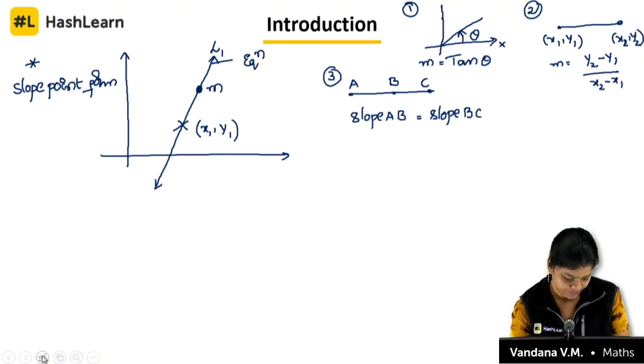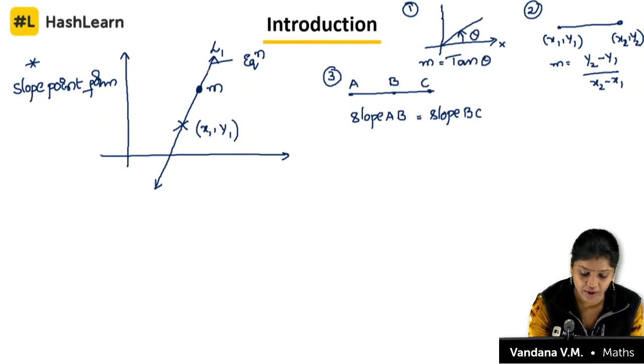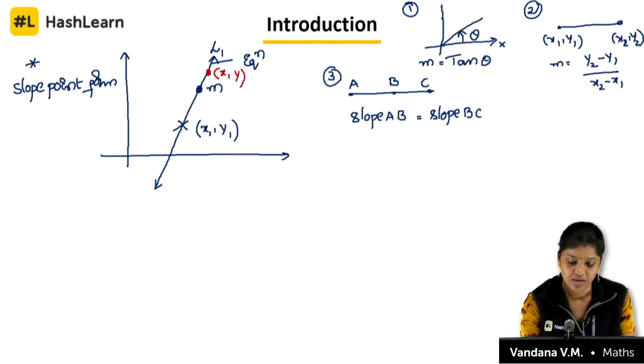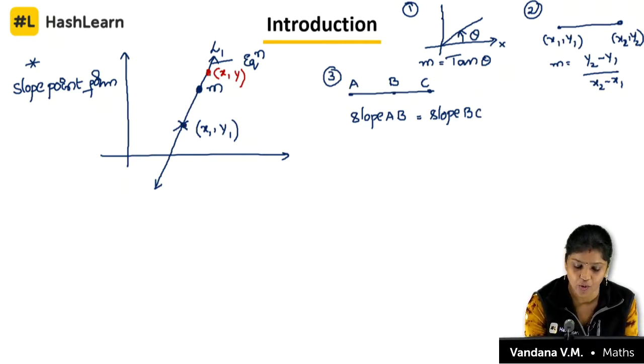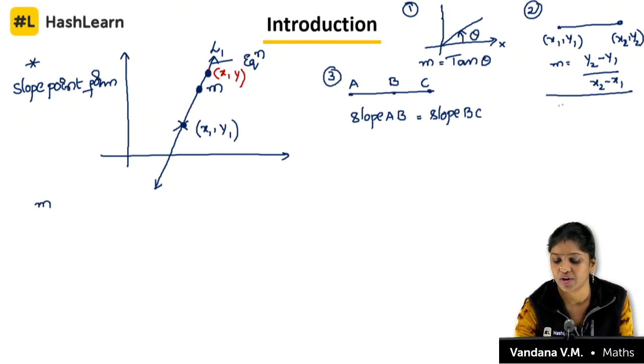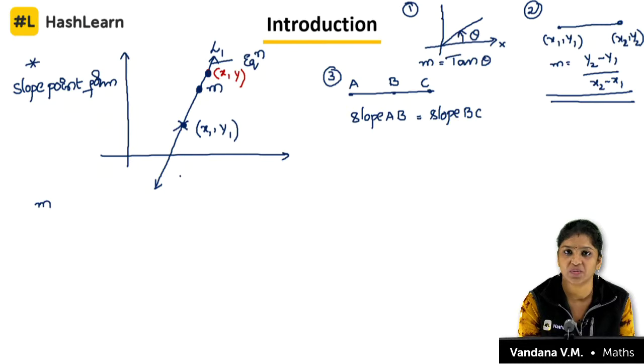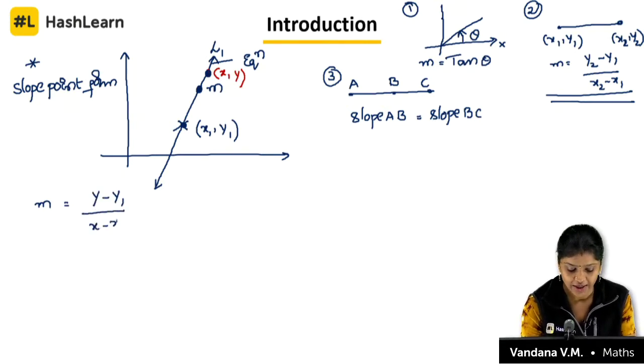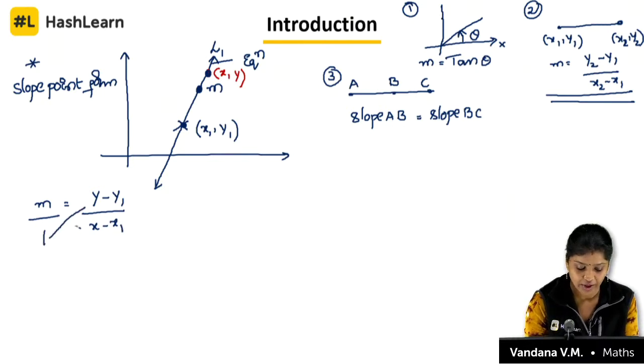Now please observe. Take one arbitrary point, meaning any point on the line, (x, y). Now see children. When you know 2 points, how will you find out the slope? (y2 minus y1) by (x2 minus x1). Now see, you just take this as y2: (y minus y1) by (x minus x1). Both are the same only, no?